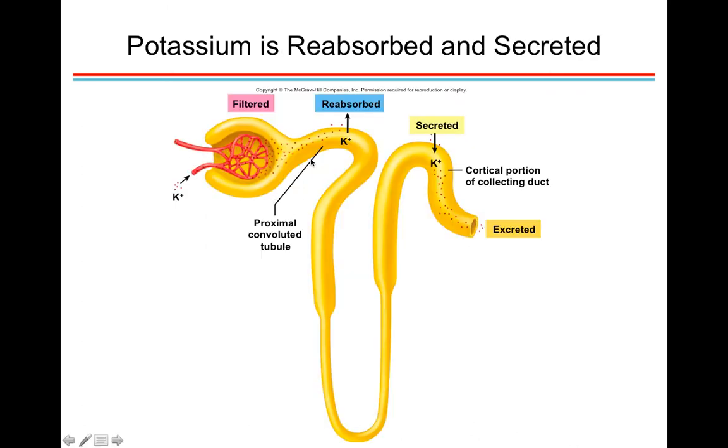I just want to show you, we know that the potassium will be reabsorbed in the proximal convoluted tubule, and now I'm showing you that the secretion of potassium is regulated in the distal convoluted tubule, so then it can be urinated out.